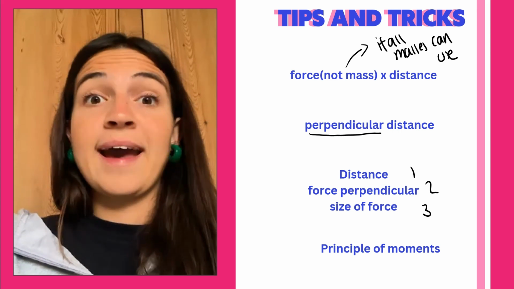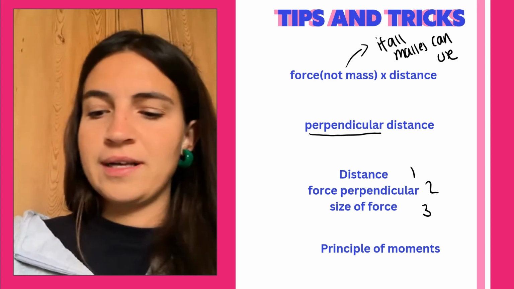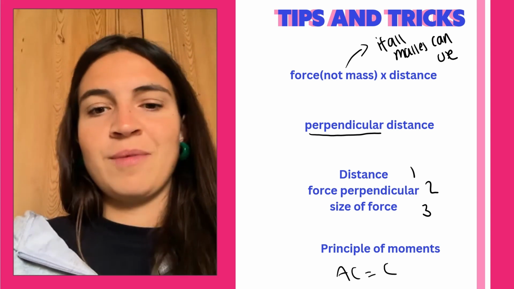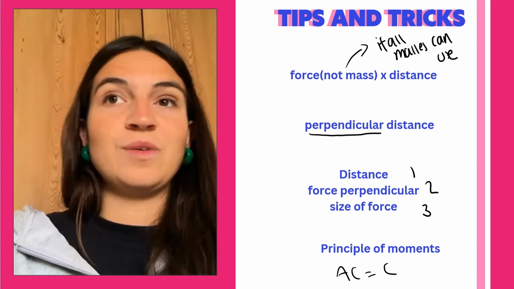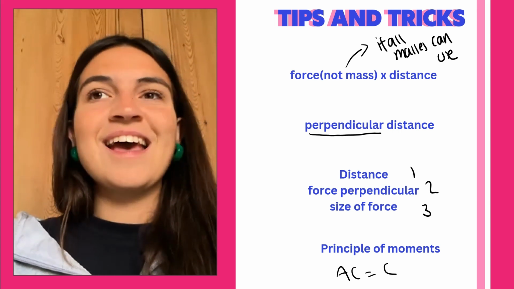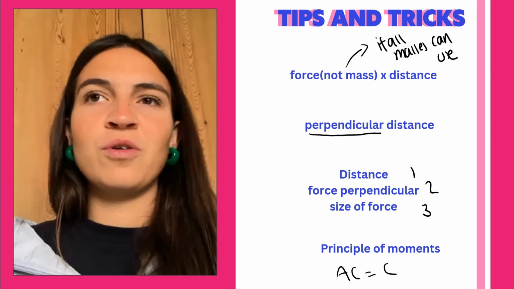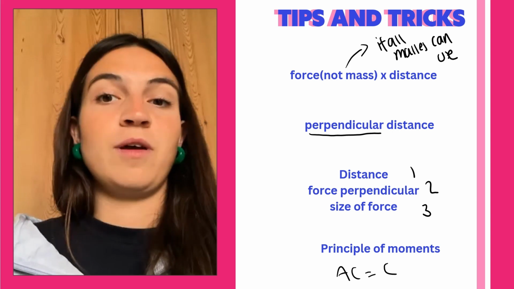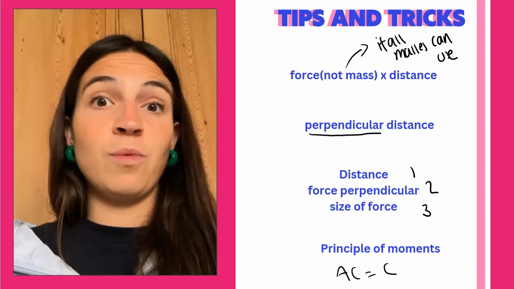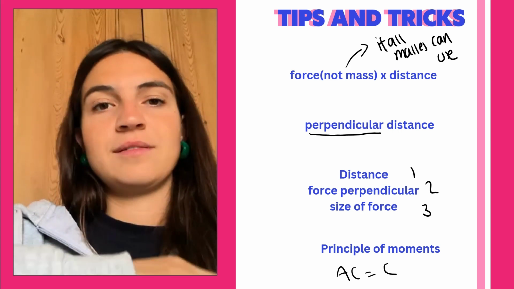Finally, don't forget that this sum of clockwise equals sum of anti-clockwise moments is called the principle of moments, which they can ask you to state. And that's what you need to write. You need to write the sum of the clockwise moments equals the sum of the anti-clockwise moments for the system in equilibrium, okay, or when it's horizontal.